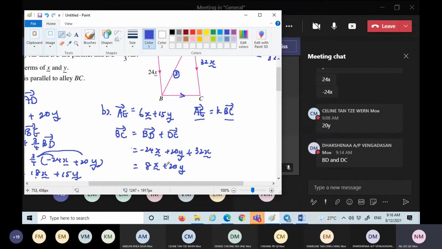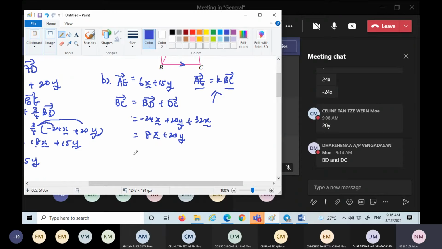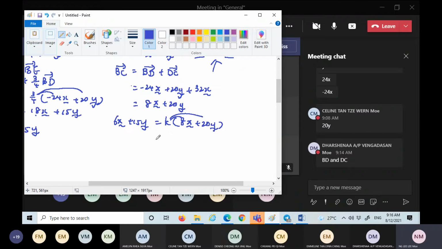Now how to make them into this, so that I can find the K. Actually, you can find the K this way. If you list out this way, this is the AE, and then you put a K, and then this is the BC, then you bring in the K. So 6 and 15.